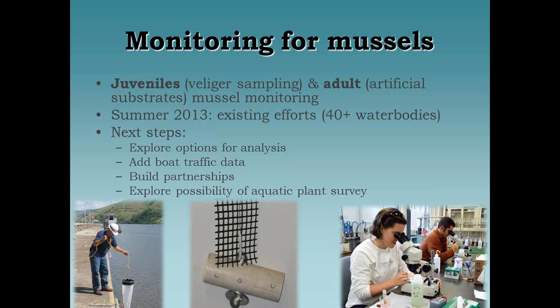Next steps would be looking into other options for analysis, adding boat traffic data, because really a risk is higher on the lake, even if it's a moderate calcium level. It's higher if there's a lot of boat traffic, right? Because that's where your boats from out of the province are going to be headed. We also really want to work on building partnerships and trying to figure out a way to start doing aquatic plant surveys so that we know, do we have Eurasian milfoil? So that would be a good step.